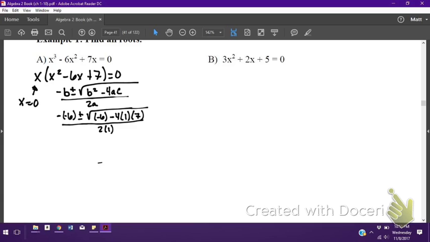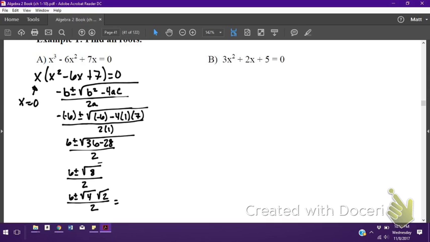So that's going to be a positive 6 plus or minus the square root of 36 minus 28, all over 2. Well, that's going to get me 6 plus or minus the square root of 8 all over 2. If I recall, the square root of 8 ends up being the square root of 4 times the square root of 2, all over 2. I know that the square root of 4 is 2, so this ends up being 6 plus or minus 2 root 2 all over 2.